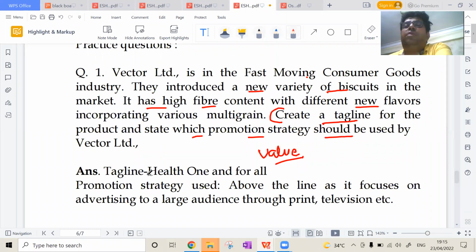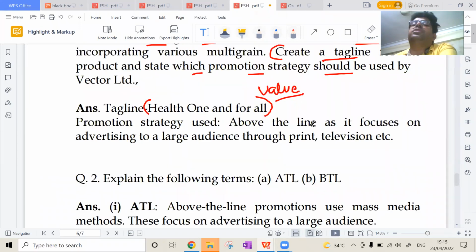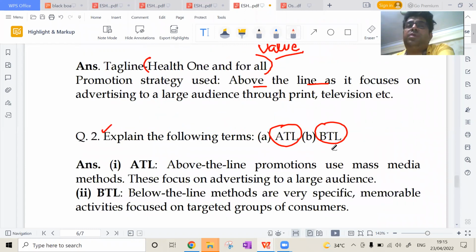So first, the tagline is what? Health one and for all. That is a tagline. And promotion strategy, because it is a product which can be used by any age group, so it can be above the line. Next, these are the short forms, I explain the terms ATL and BTL. ATL is above the line and BTL is below the line.